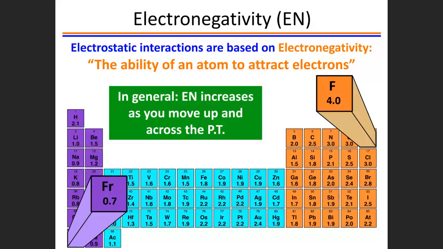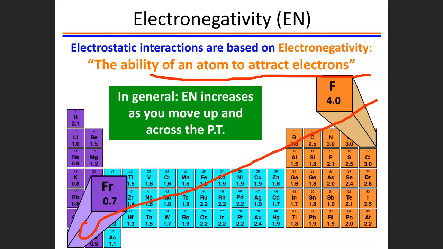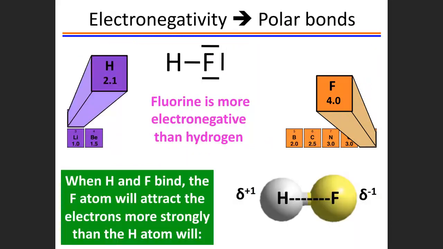Now the electronegativity, we already talked about it. Electrostatic attraction is based on electronegativity, the ability of an atom to attract electrons. We already talked about this. This is also called the periodic trend, PT, that means periodic trend. Electronegativity and the polar bond.